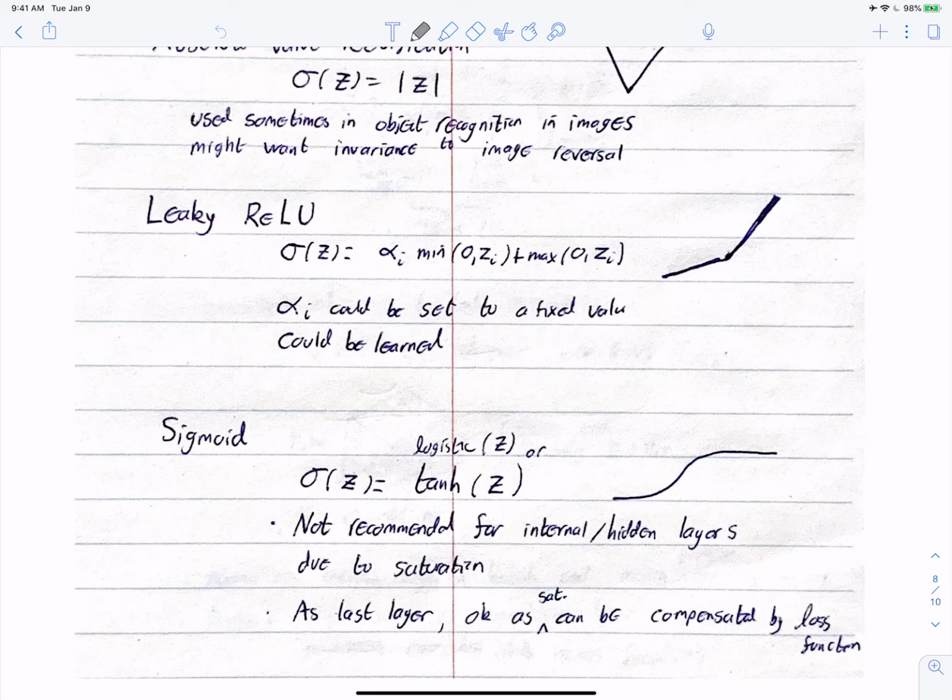Now, there is a case where sigmoids are recommended, and that is often as the last layer, and that could be seen as basically computing the softmax of the output of the layer. And here you could say, well, what about the saturation issue? This can actually be compensated for by the choice of the loss function when you're training the neural network.